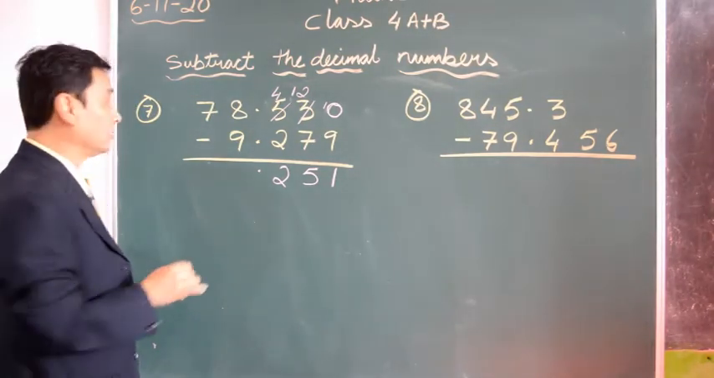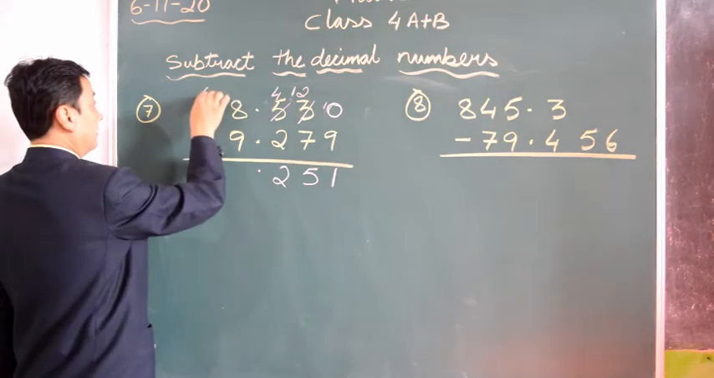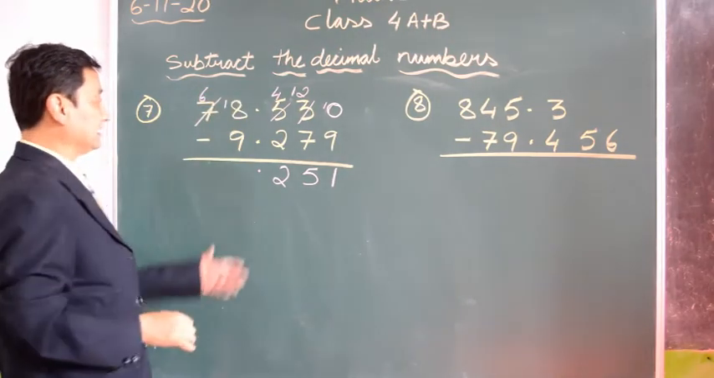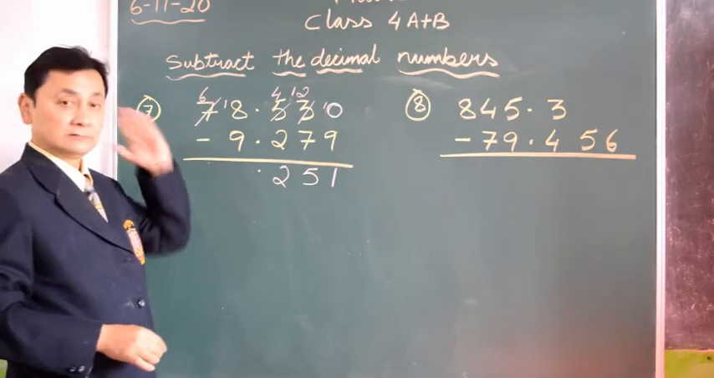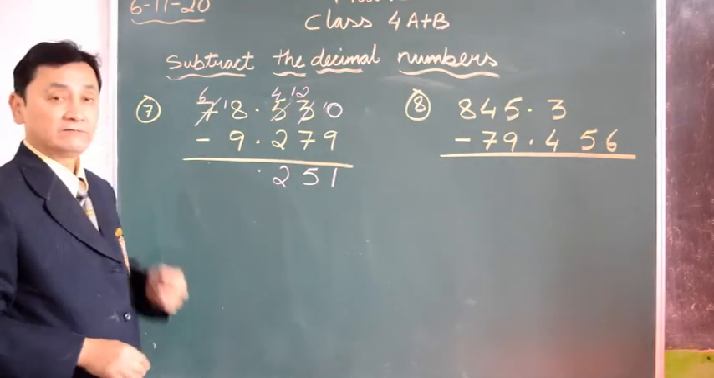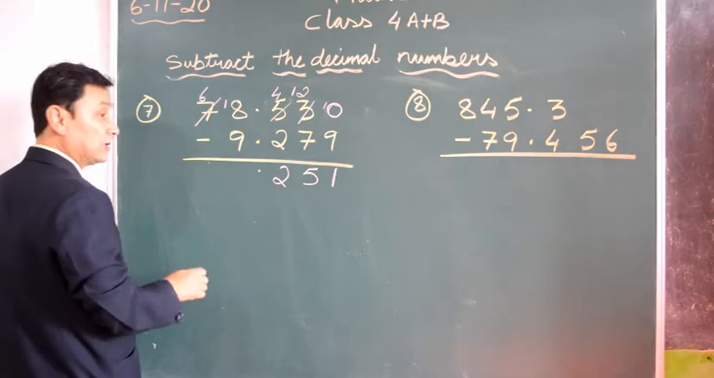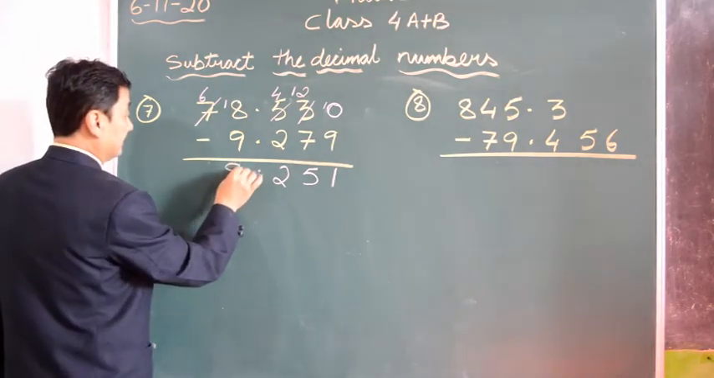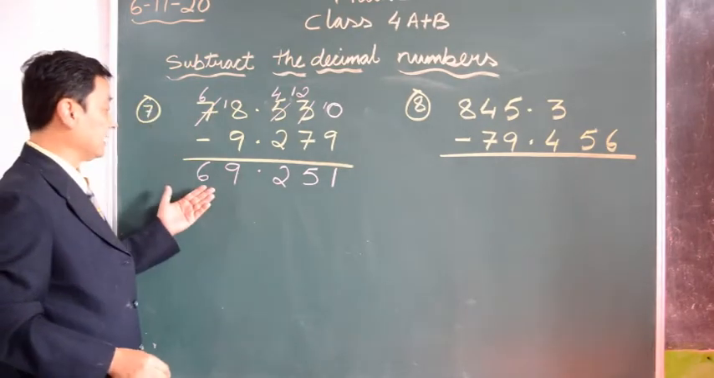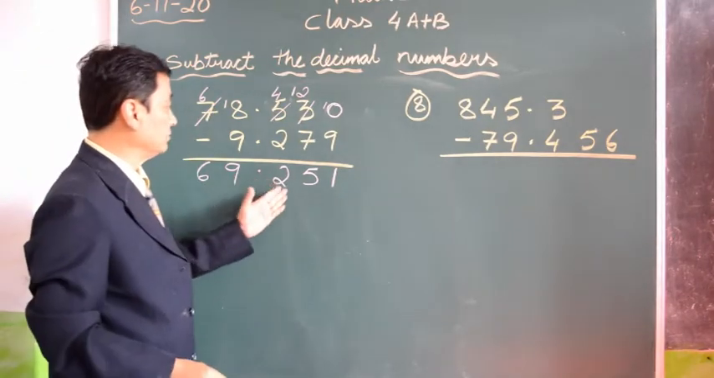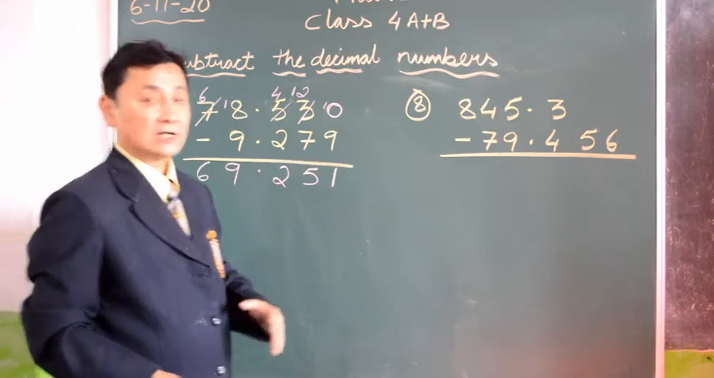8 minus 9, can we subtract? No. So what should we do? Borrow. 18 minus 9. So 9 is here, counting 9, 10, 11, 12, 13, 14, 15, 16, 17, 18. How much? 9. And bring down 6. So when we subtract these two numbers, we get the answer 69.251. So let's do the last sum.